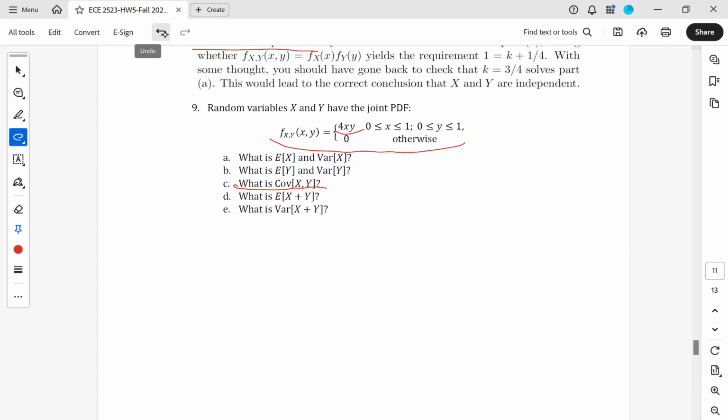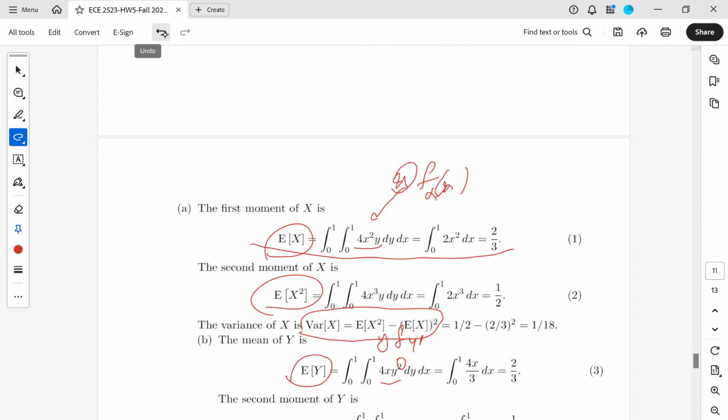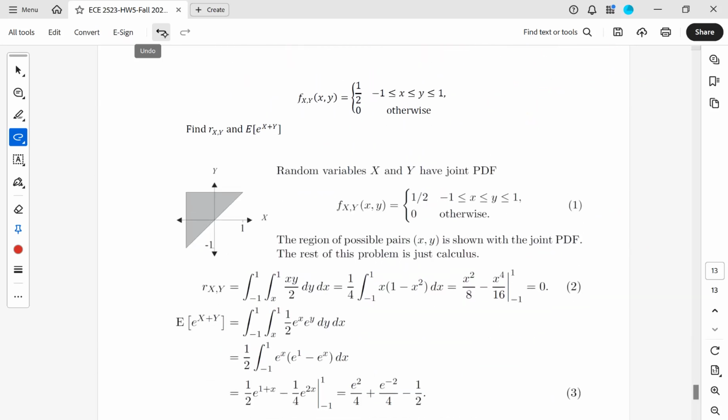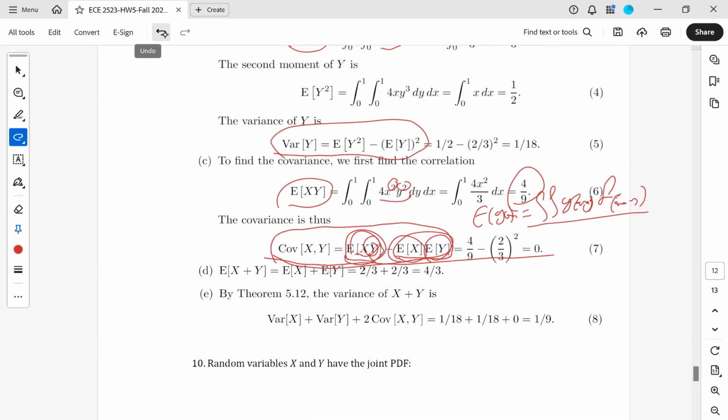Now, what is the expected value? The last part is what is the expected value and variance for x plus y? Again, we deal with that like a function. There is another g.